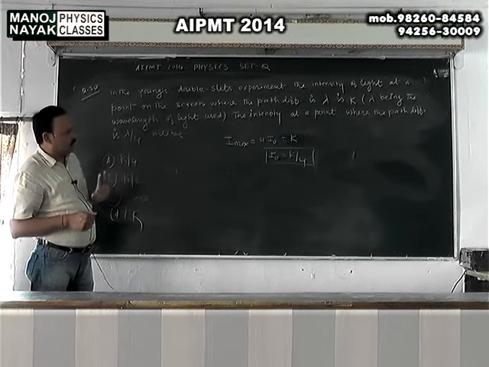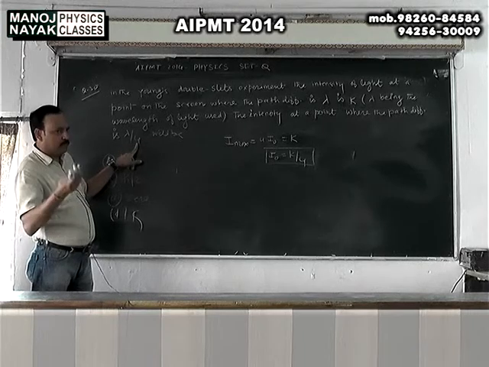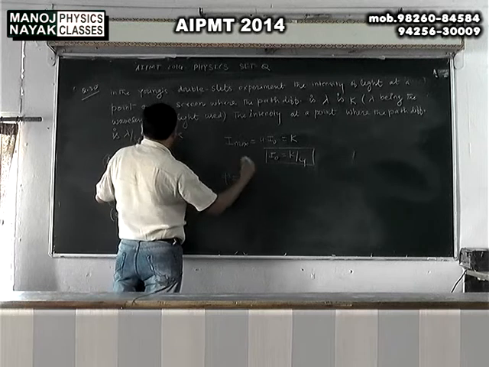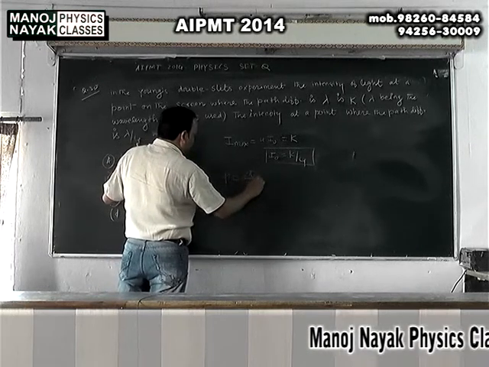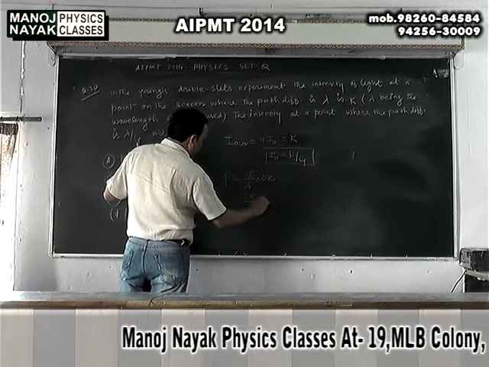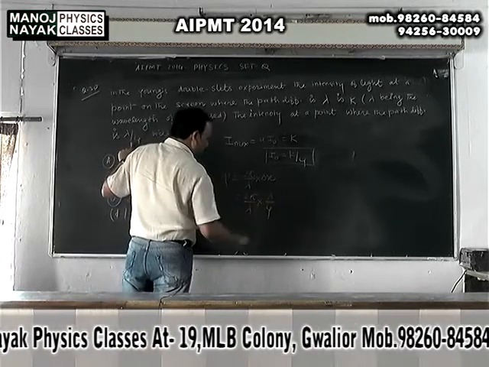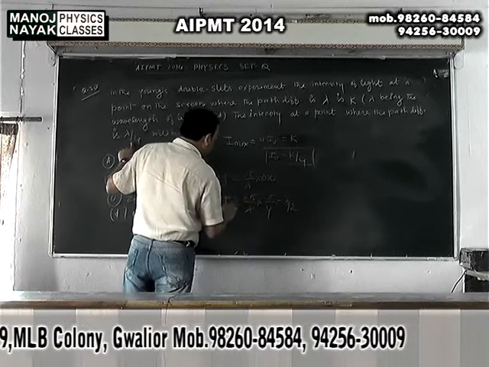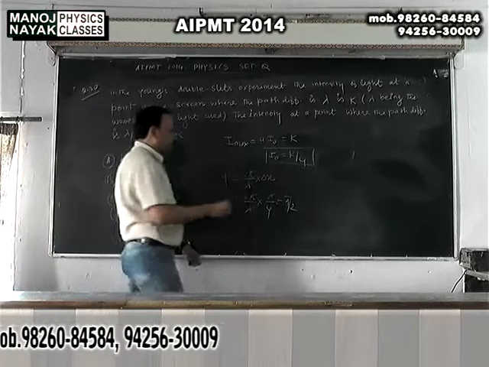now find the intensity. Path difference becomes lambda by 4. What will be the phase difference? Phi equal to, you know it very well, 2 pi by lambda into path difference. Path difference is given lambda by 4, so it is pi by 2. So phase difference is pi by 2.